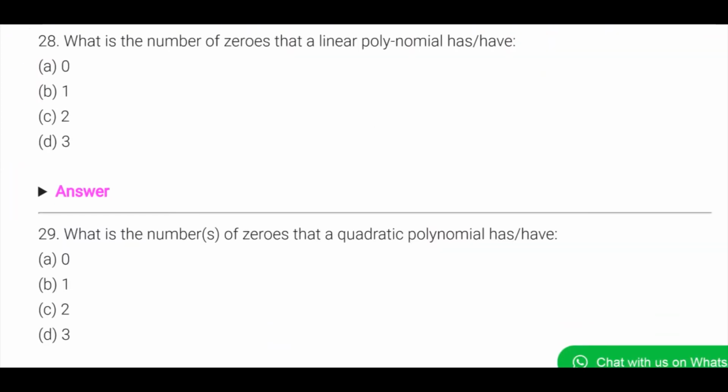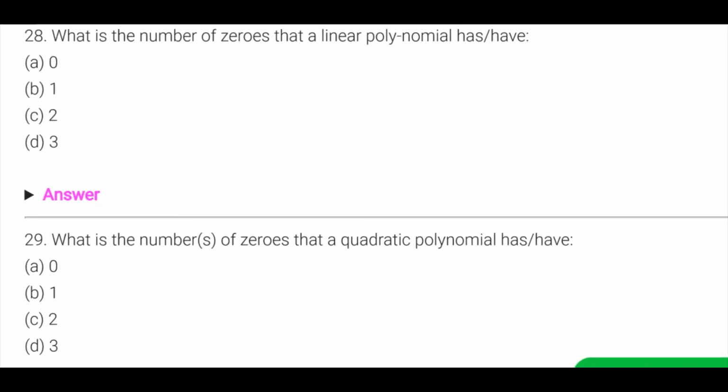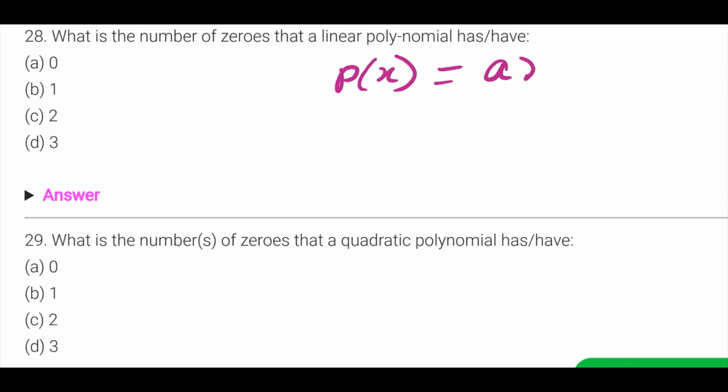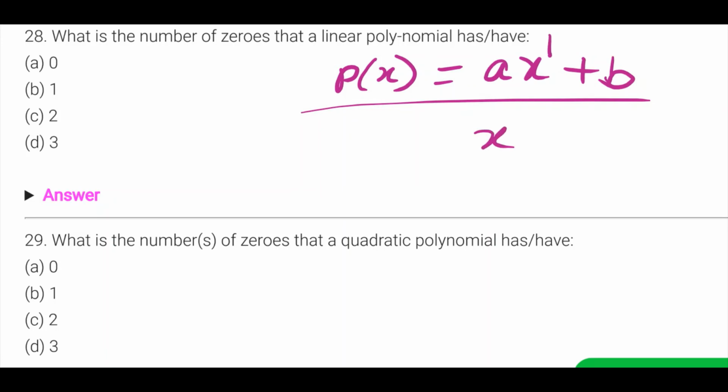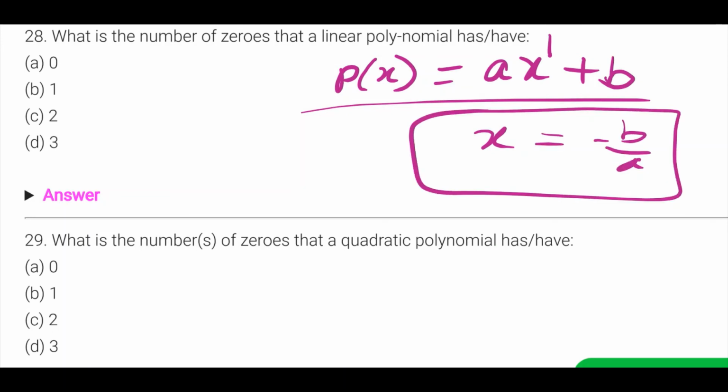28th question. What is the number of zeros that a linear polynomial has? A linear polynomial is of the form p of x equals ax plus b. Don't get confused with linear equations in two variables like ax plus by plus c. This is a linear polynomial. The degree is 1 here and the constant is there. So only one zero exists, which equals minus b by a. Only 1 zero exists for this. So option B.